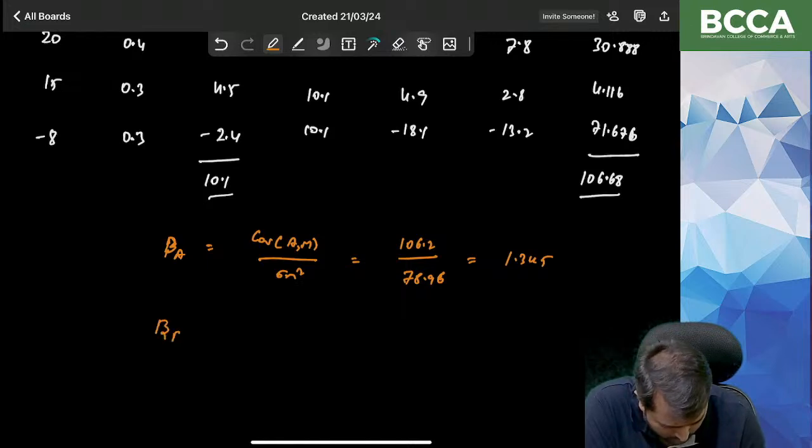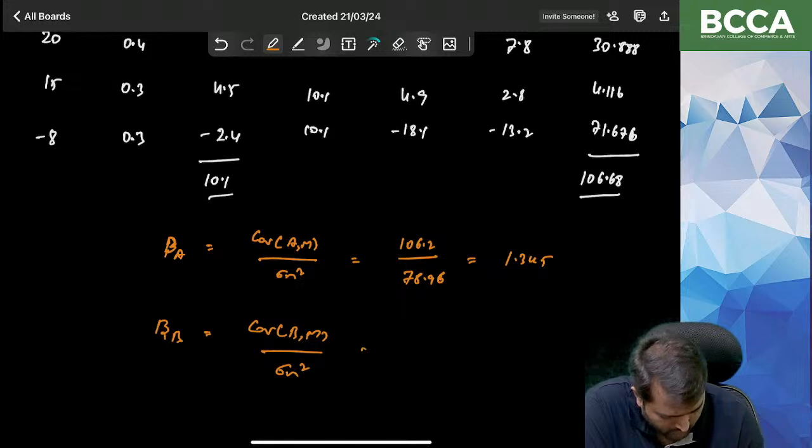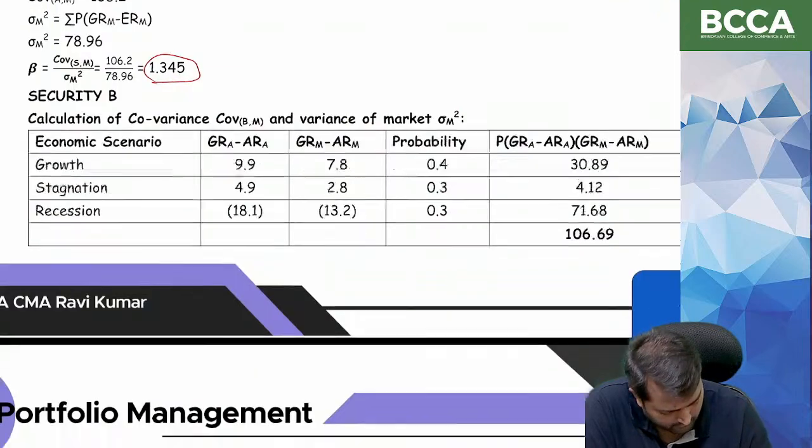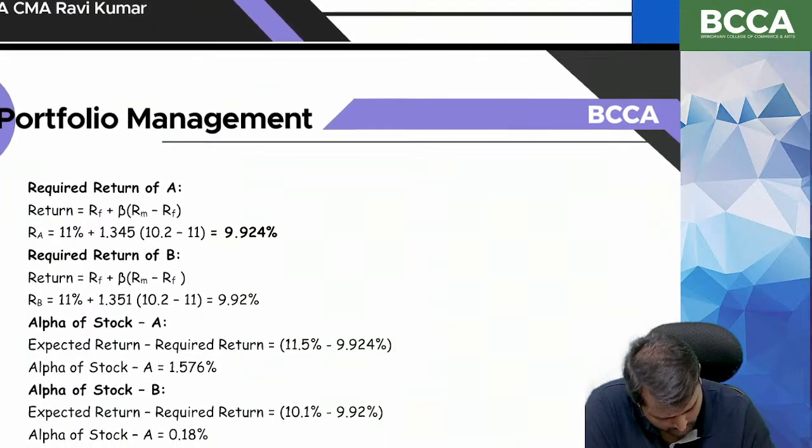What about beta of B? Covariance of B comma M divided by sigma M square. 106.68 divided by 78.96. What is the answer? 1.35. Clear?